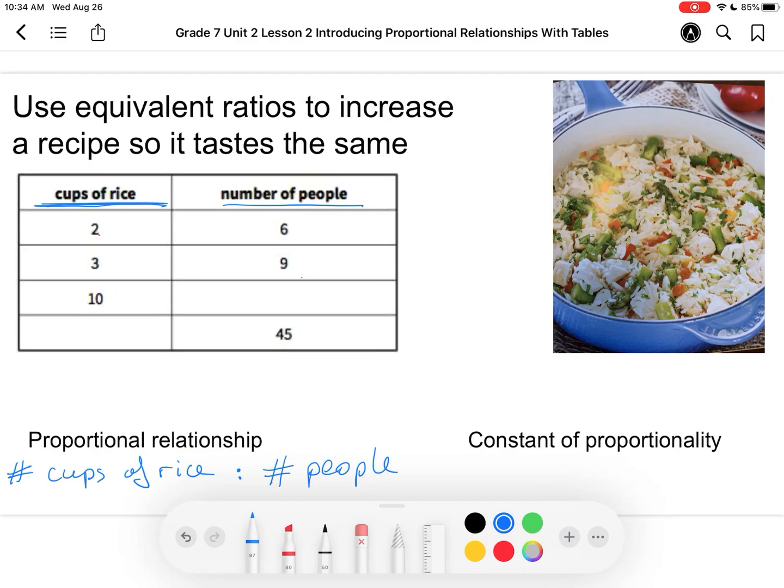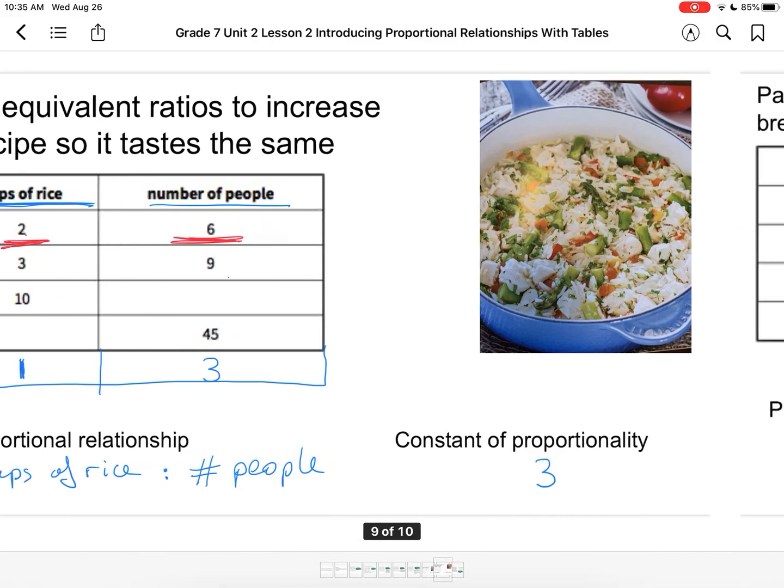And for our constant of proportionality, I'd like to have the unit rate, and I'm not given that on this table, so I'm going to add an extra row. And I can see that 2 cups of rice will feed 6 people. And so I'm going to divide this by 2 to get 1 cup of rice will feed 3 people. So my unit rate is 3 people per 1 cup of rice. So my constant of proportionality is 3.